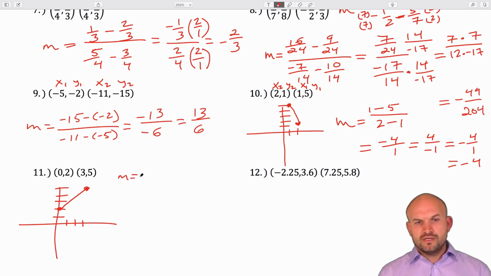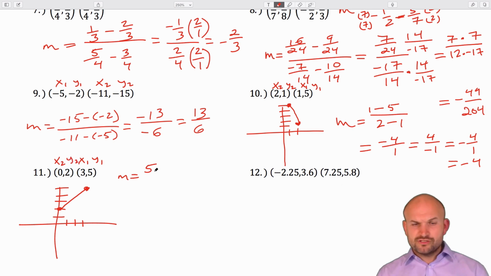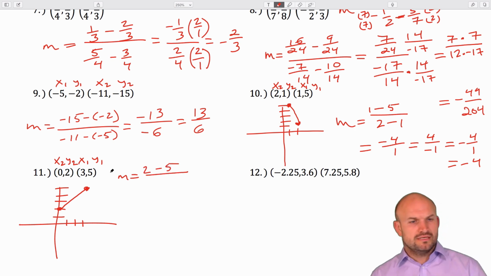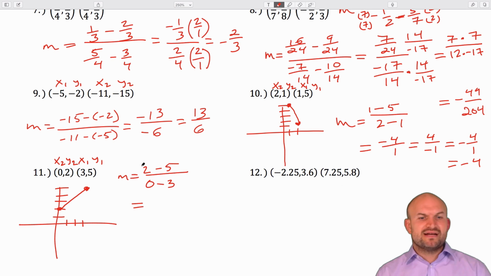What if I make this y1 and this x1, and this x2 and this y2? As I do the slope formula, I have y2 minus y1. Follow the formula. So I'd have 2 minus 5, divided by x2, which would be 0 minus 3. Now when I get my slope, I get negative 3 over negative 3.